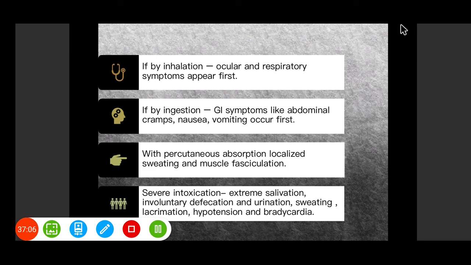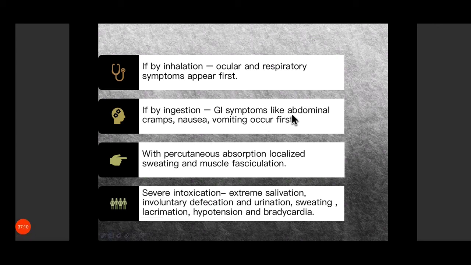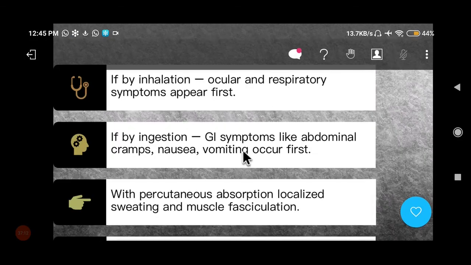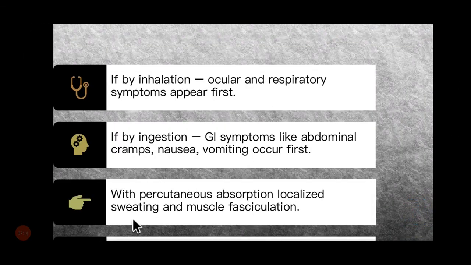Inhalational, ocular or respiratory symptoms will appear first. By ingestion, you will have gastrointestinal symptoms like nausea, vomiting. By percutaneous routes, you will have sweating, muscle fasciculation. In severe intoxication, there will be extreme salivation, involuntary defecation, urination, sweating, lacrimation, hypotension and bradycardia. All these are the symptoms of excessive cholinergic stimulation.